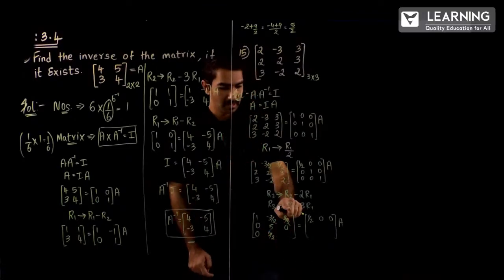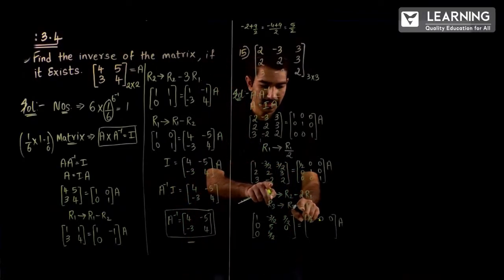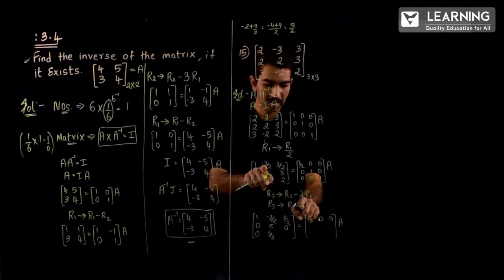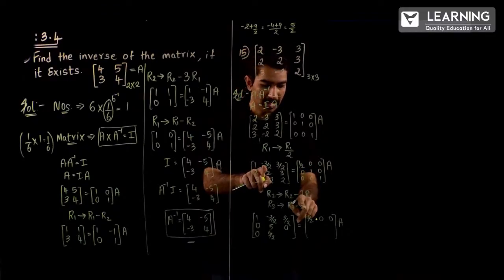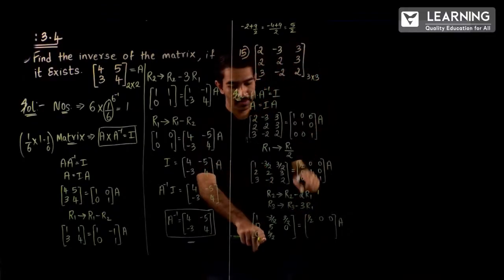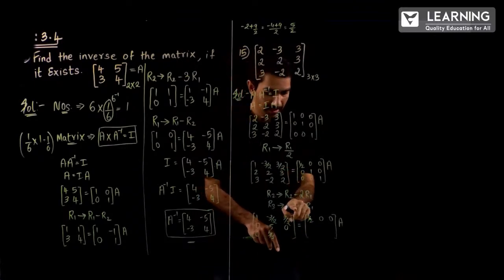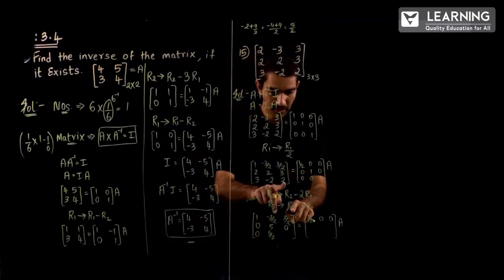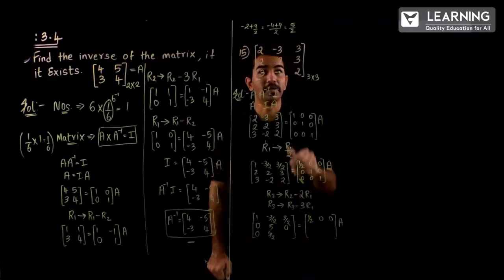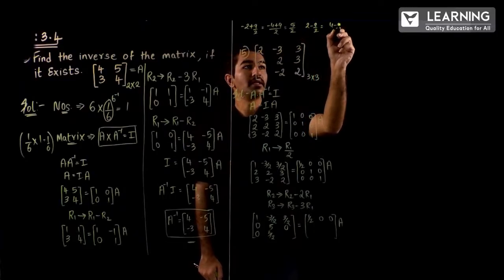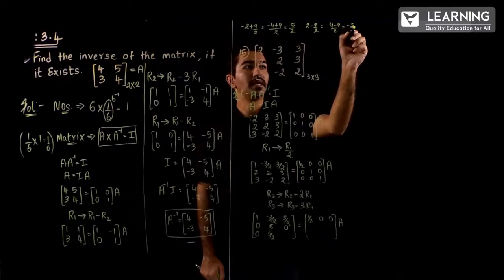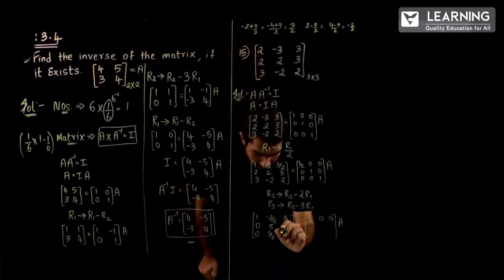Check that again. Minus 2 minus 3 into minus 3 by 2. Minus into minus will become plus. Yeah, so plus 9 by 2 operation we have done. So 5 by 2 is the answer here. Next, R3 minus 3R1 again. What is R3? 2 minus 3 times 3 by 2. 2 minus 9 by 2. This will give us 4 minus 9 by 2, which is equal to minus 5 by 2. Here we'll write minus 5 by 2.